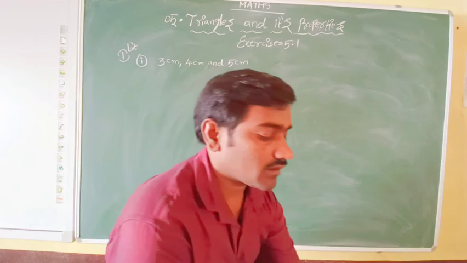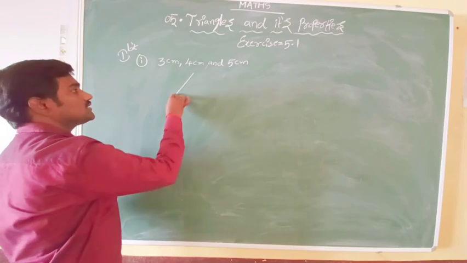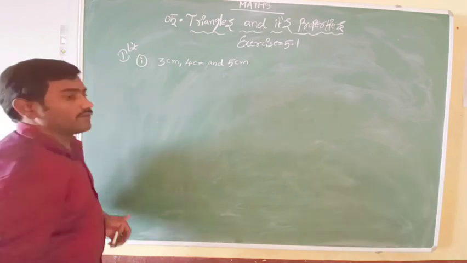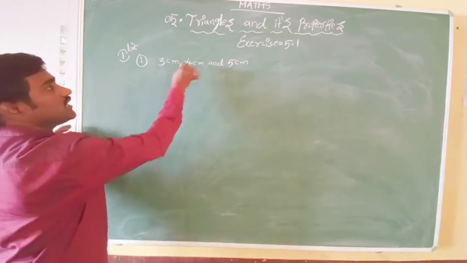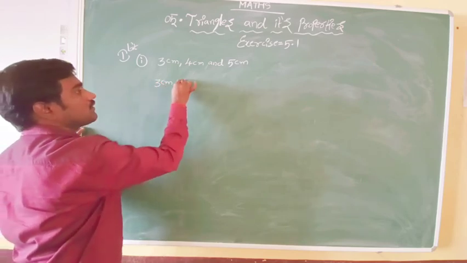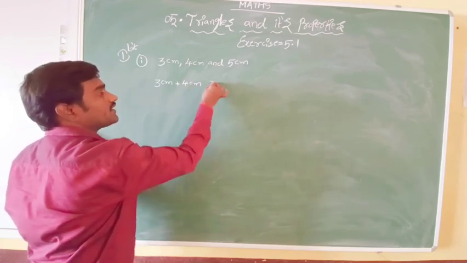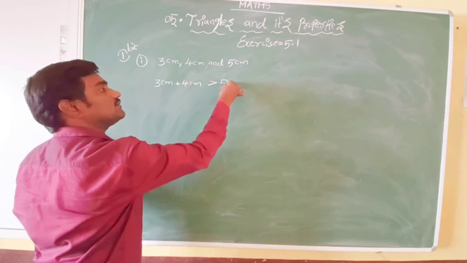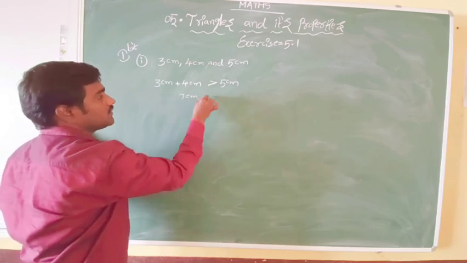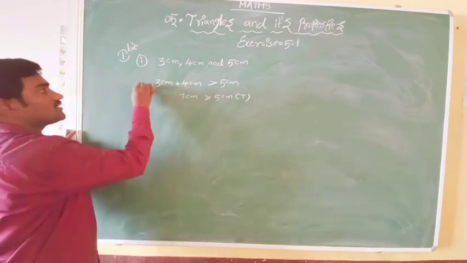Okay, let's see. First of all, we'll just write that we'll add any two sides here. Let's take 3 centimeter plus 4 centimeter. It should be greater than the third side, 5 centimeter. Let's see if it is possible or not. 3 centimeter and 4 centimeter, that is 7 centimeter, which is greater than 5 centimeter. It is true. So this is the first.